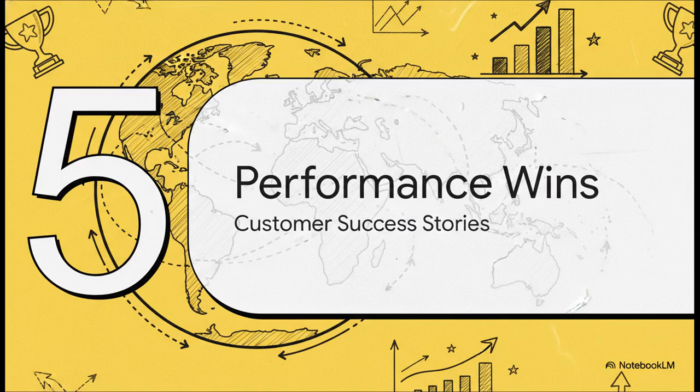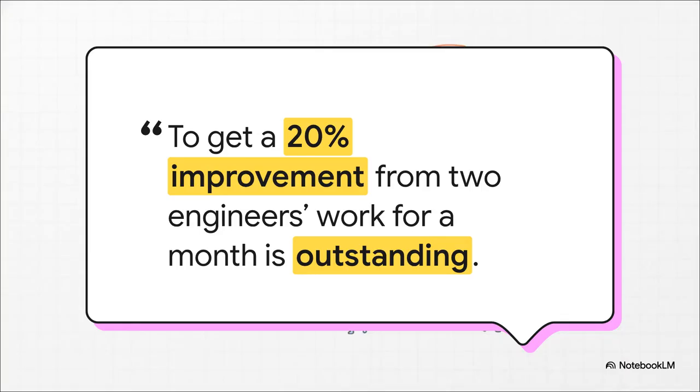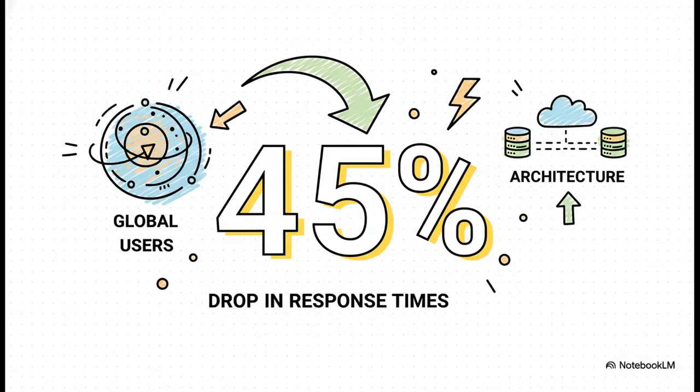So, theory is great and all, but let's see how this actually performs out in the wild. And spoiler alert, the results are pretty amazing. Take Atlassian, the folks behind Jira and Bitbucket. What they point out is so key. Usually getting a big performance boost takes a massive amount of engineering work. But with Global Accelerator, they got these incredible results with a tiny team in just a month. That's a huge win. And what did that work get them? Bam! A 45% drop in response times for their users around the world. Think about that. That's a night and day difference in user experience, and they barely had to change their architecture.